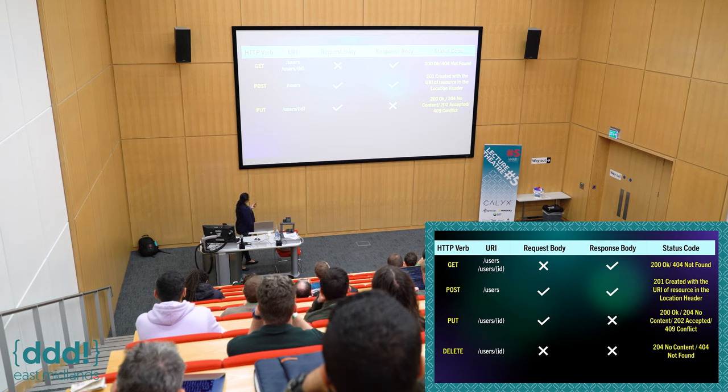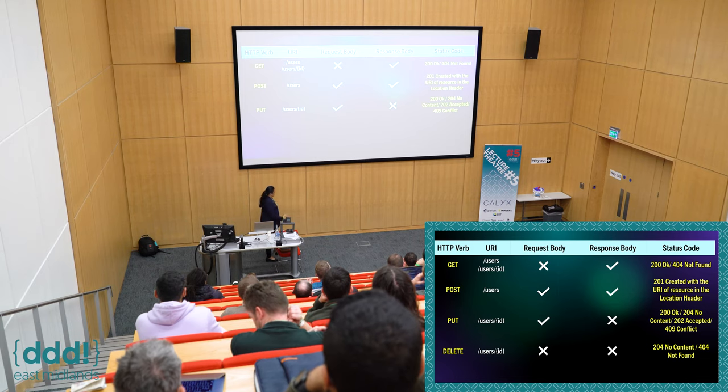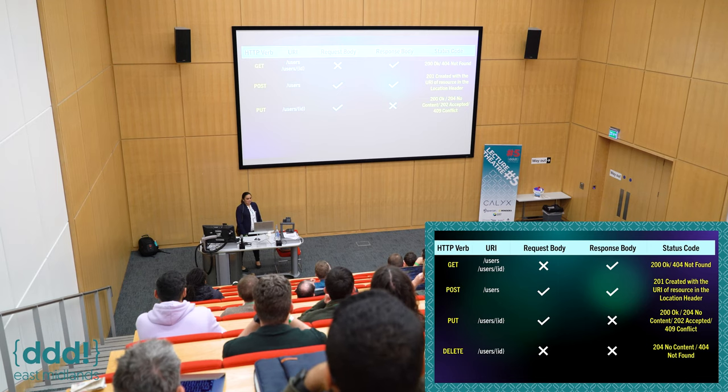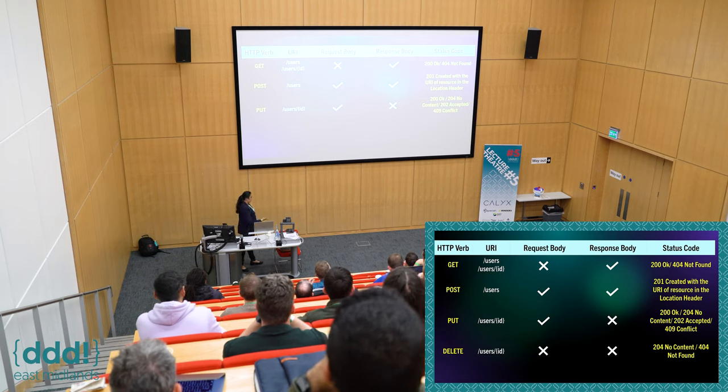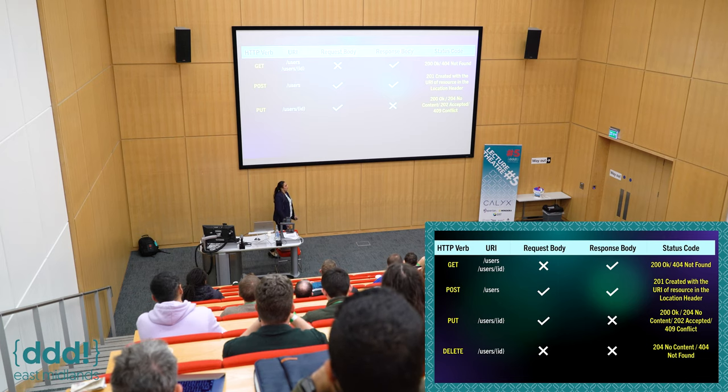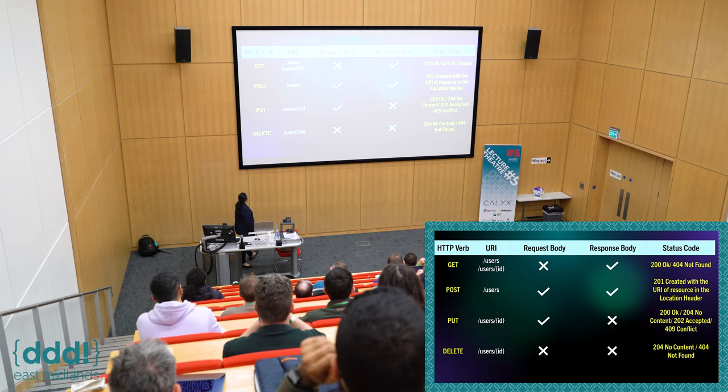Then you can have PUT, which acts on a single user, that is /users/ID. It will have a request body, but no response body. And what ideally, or as a best practice, should get returned is 200 OK or 204 No Content. Or if you are taking the update ahead for further processing, 202 Accepted or a 409 Conflict.